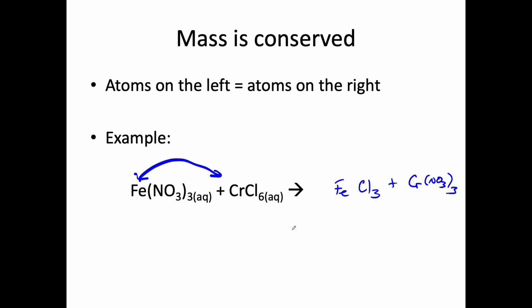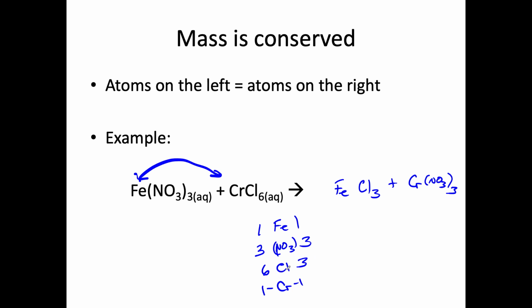Now, there are our products, but what happens is we don't have this balanced. So we have Fe, and I'm just going to put NO3 because they don't break out. If you want to put N and oxygen together, you can. Then we have chlorine and chromium. We have 1 of each on each side. We have 6 on the left, 3 on the right. 3 here and 3 here. We have 1 iron and 1 chromium. So these are balanced, these are not.